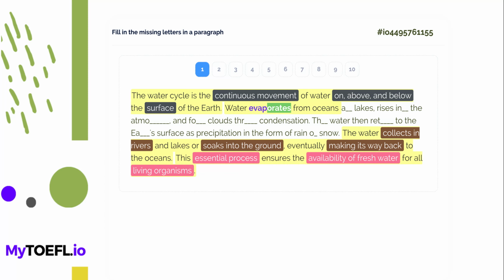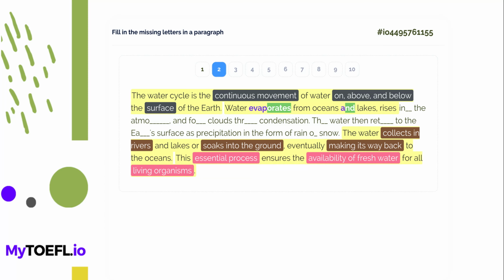Moving on, let's look at the second blank in this sentence. Water evaporates from oceans, blank, lakes, rises, blank, the. The question provides the letter A and contains 2 missing spaces. Here, we have 2 nouns that need to be joined together. We need a simple conjunction that links these 2 water sources. The letter provided guides us to the very common word and.